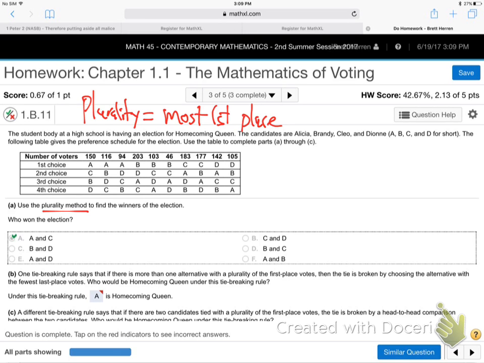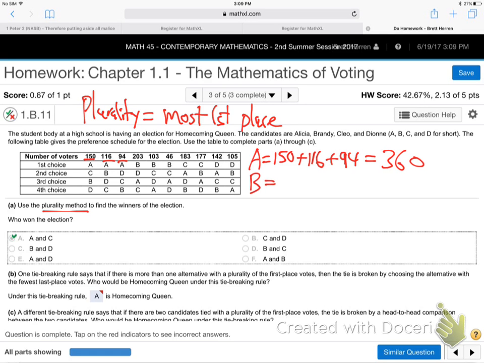So let's take a look. If we were doing plurality election, who would win the election? Well, you just got to add up their first place votes. It's kind of tedious. You got to have a calculator. You guys have a calculator? How many first place votes does A get? Well, A gets that 150. A gets that 116. A gets that 94. Is that it? Yeah. Is that 360? Yeah. Okay, thank you.